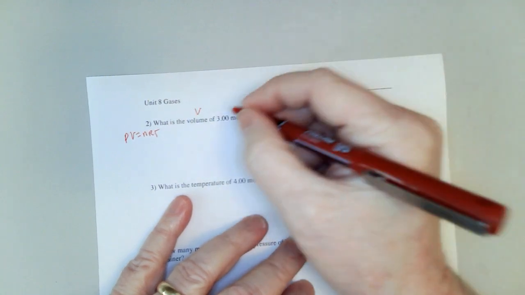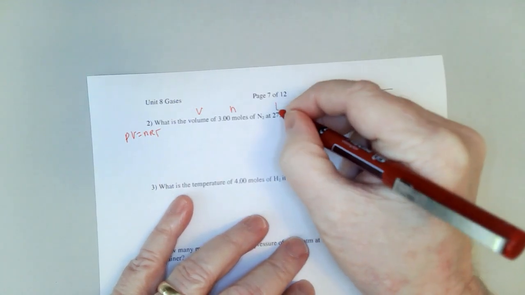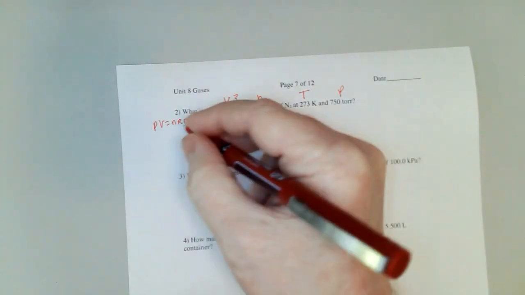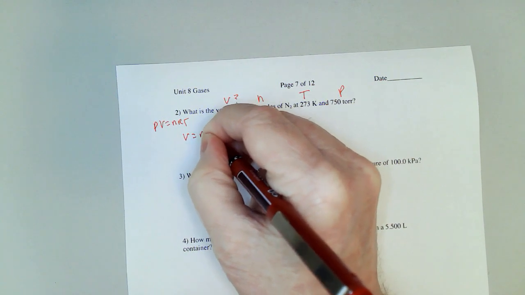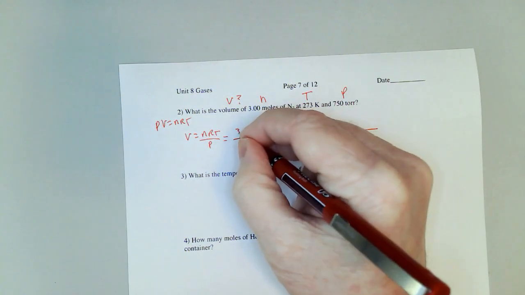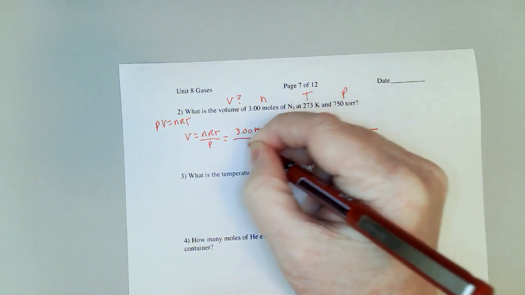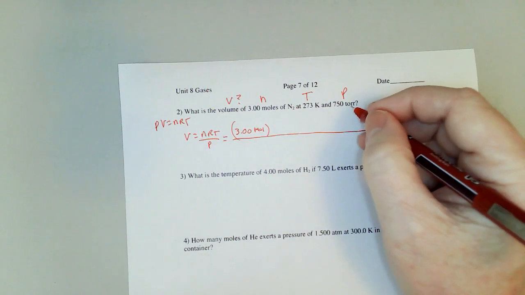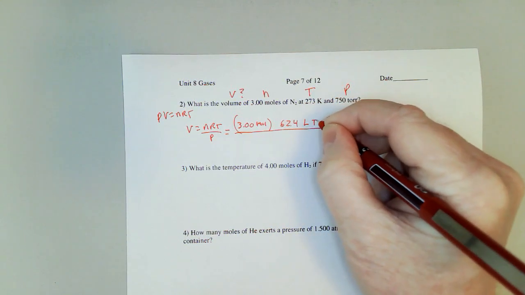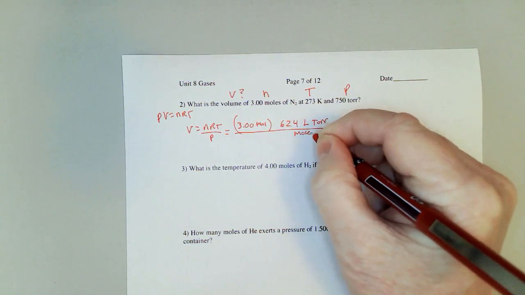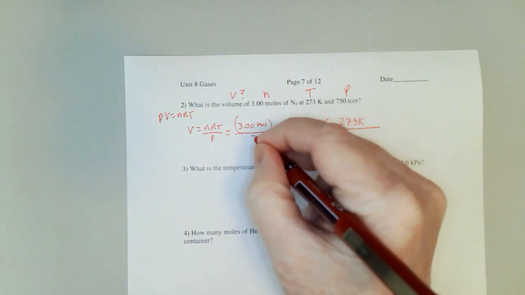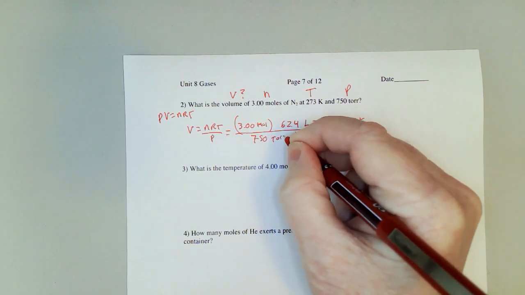So put a V there, put an N here, put a T there, put a P there. So V is the question mark. PV equals nRT. V equals nRT over P. So I have 3.00 moles. Okay. Since pressure's in torr, I'm going to use 62.4 liter torr per mole K. I'm going to put 273 Kelvin and 750 torr.